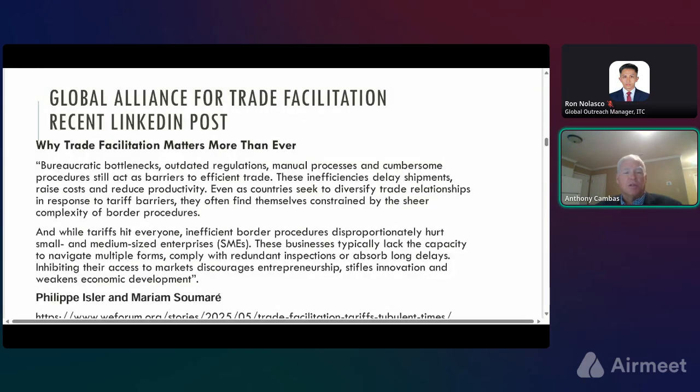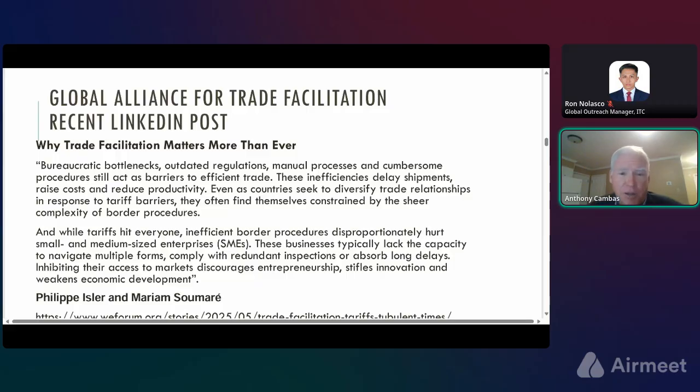And to make this a relevant and up-to-date presentation, hopefully, I found a post on LinkedIn just a few days ago talking about trade facilitation from the organization that I just talked about. So, why trade facilitation matters more than ever. We could think of this as something that heavily impacts companies of all sizes, but especially entrepreneurs and SMEs. Why trade facilitation matters more than ever. Global Alliance for Trade Facilitation just posted this.